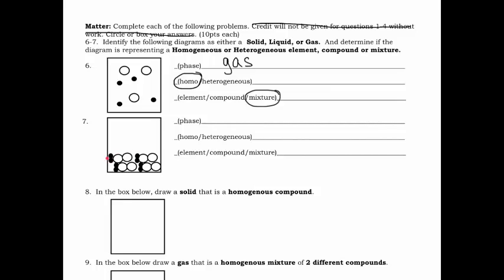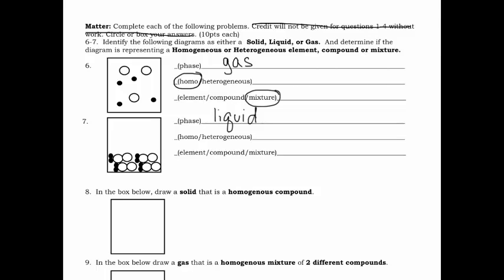For our phase, these are spread through just the lower part of this space. And if you notice, they aren't perfectly arranged. So I'm going to go with liquid. And then probably in order to answer the homogeneous or heterogeneous, it might be easier to answer this first because elements and compounds are always homogeneous. So we really only need to make that decision if it's a mixture.